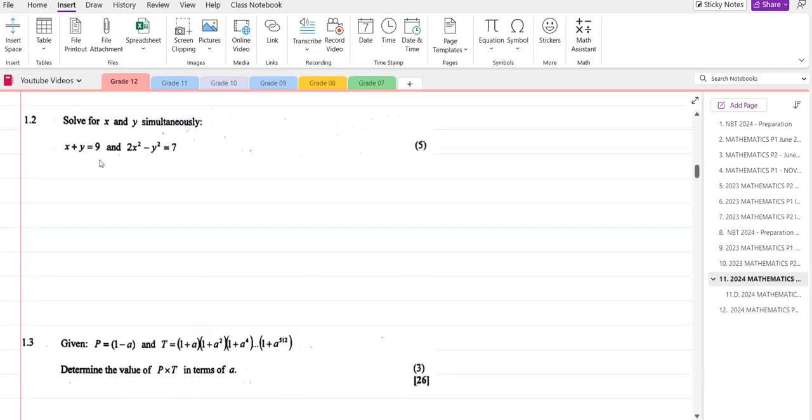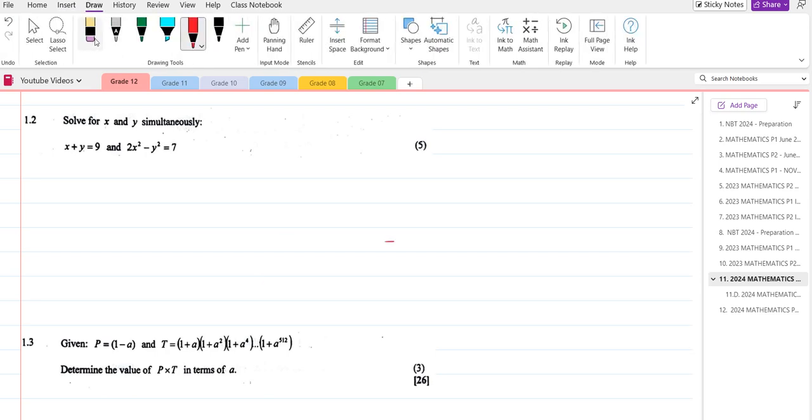We got x plus y equals 9, and 2x squared minus y squared is equal to 7. Now x plus y is equal to 9. Let's solve for y. So y is equal to 9 minus x, taking this x over. Now because y is 9 minus x, we're going to replace y with 9 minus x. So what we have is 2x squared minus 9 minus x all squared is equal to 7.